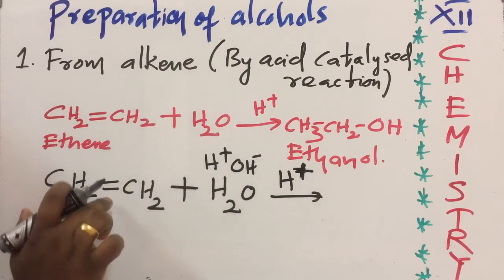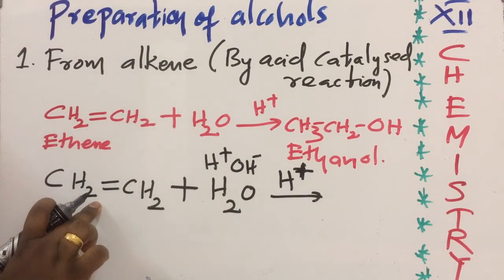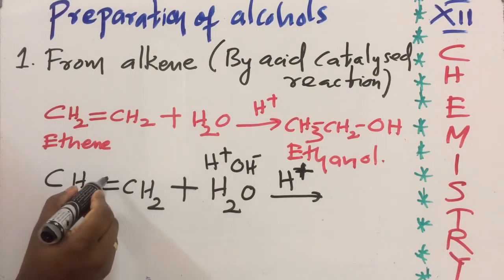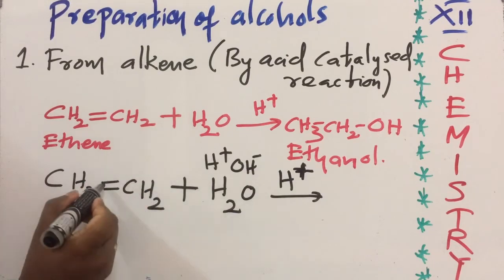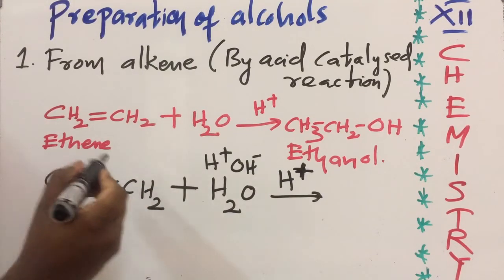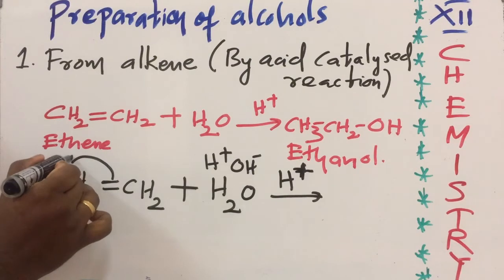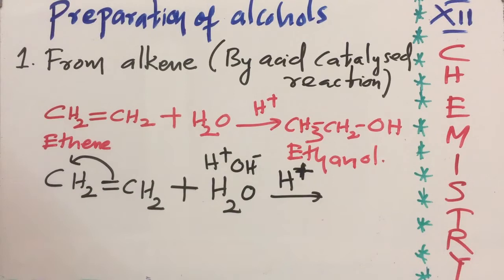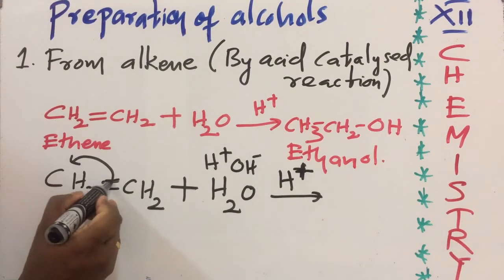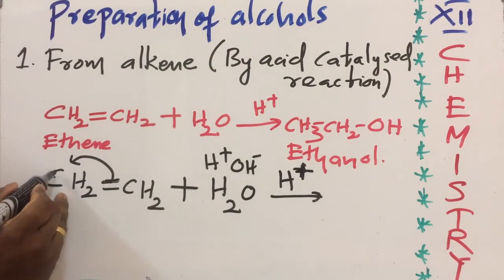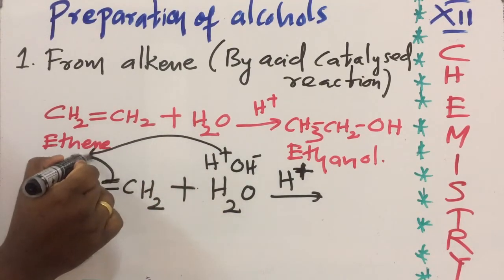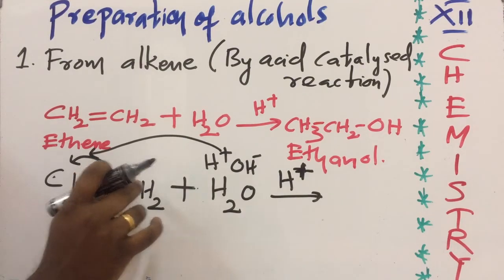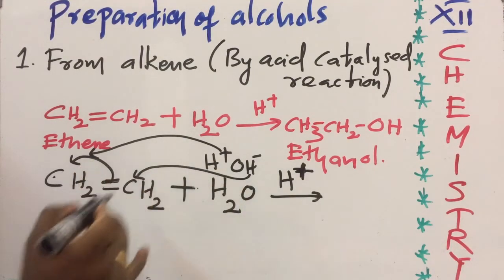So when we add water to alkene, what will happen to the alkene? The electrons of the alkene will shift from one carbon to another carbon. This pi electron will shift from this carbon to this carbon, or from this carbon to this carbon. Both are possible. After shifting, this carbon becomes negative, and to the negative carbon H plus will add. After shifting, this carbon becomes positive, and to the positive carbon OH minus will attach.